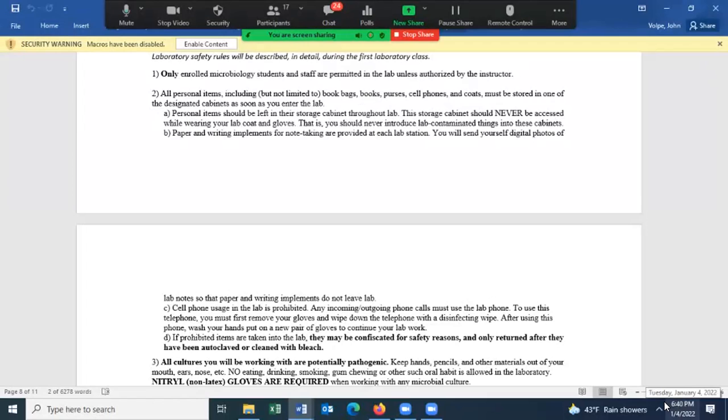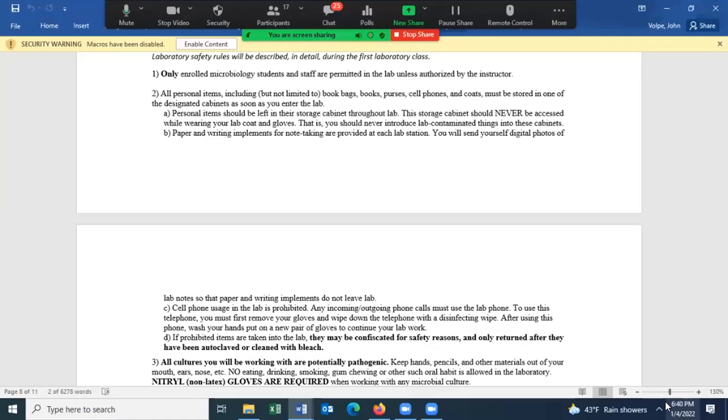So generally, anything that's brought into the lab has to stay in the lab until it has been decontaminated. And that means it'll be put in an autoclave, that's like a giant pressure cooker, or put in bleach. And if you take your phone, for example, in the lab, it will be confiscated and then sterilized, probably put in the autoclave, which would melt it before you would get it back.